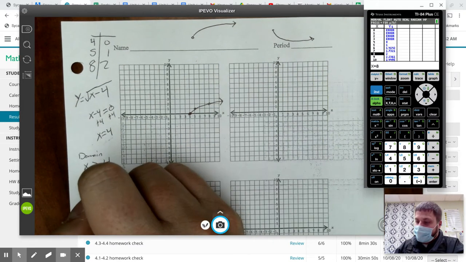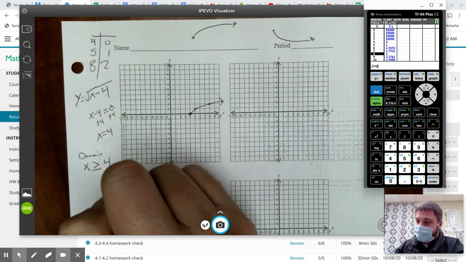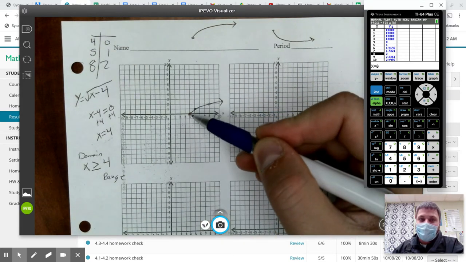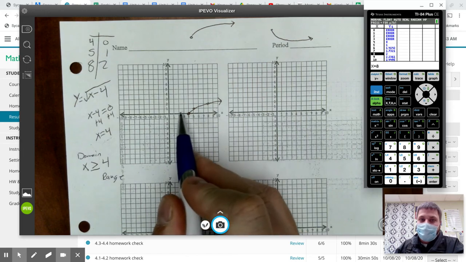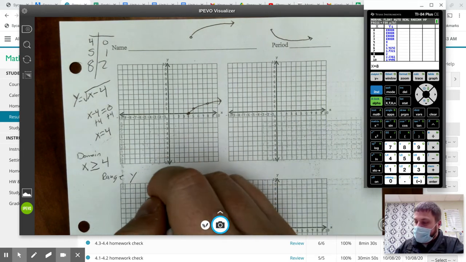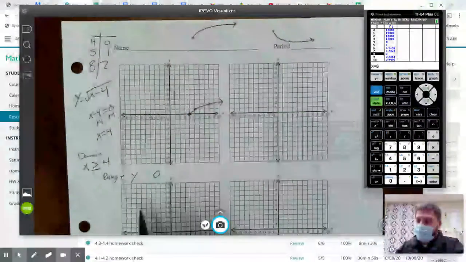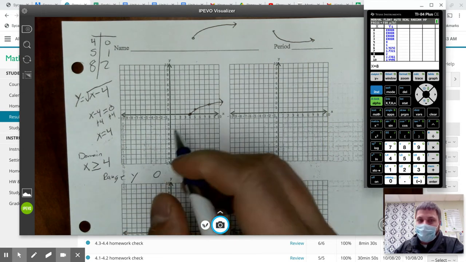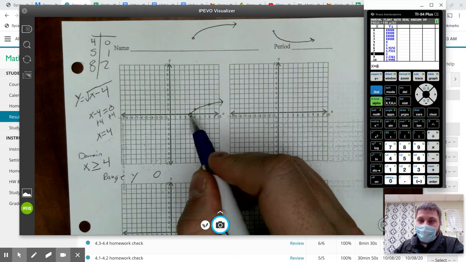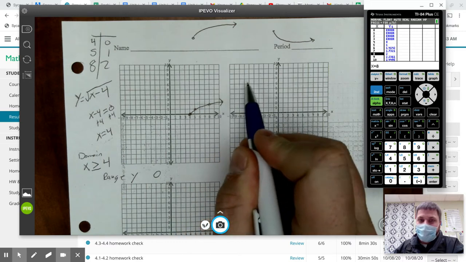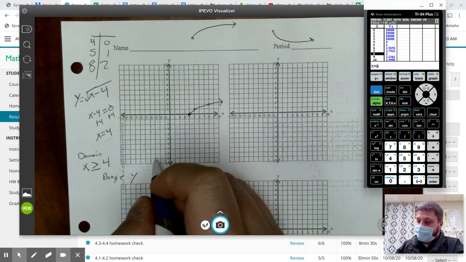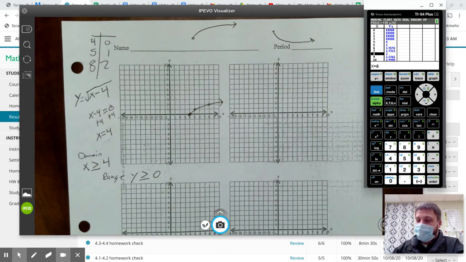Now the range here, when I look at range, I just really want to look at the graph. I'm looking at the y values that this graph covers. The lowest y value here is 0, so I know that all of my y's are going to be compared to 0. I just need to figure out what inequality symbol to put between my y and the 0. Now, the graph is going slightly upward, and it will go upward forever, so my range covers all y values that are greater than or equal to 0.